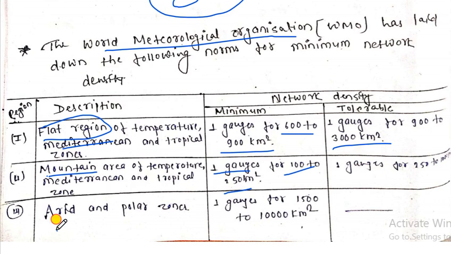Similarly for the arid and polar zones. Arid zones have a severe lack of available water, like desert-type regions. And polar zones are freezing areas. In those, one rain gauge is sufficient for 1500 to 10,000 square kilometers, and its tolerable value is not substituted. So this is all about the standard data to be understood.